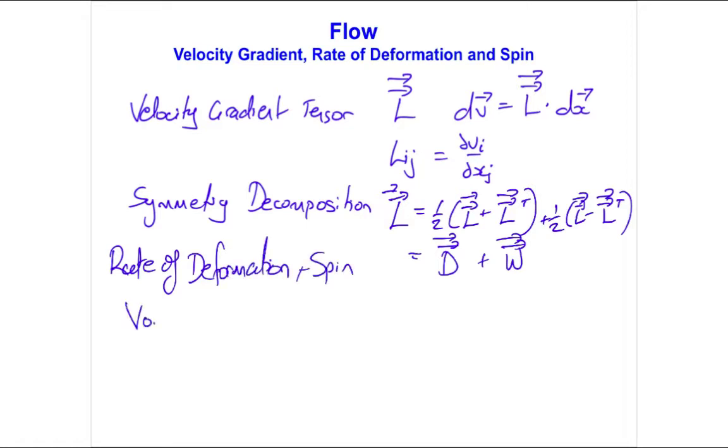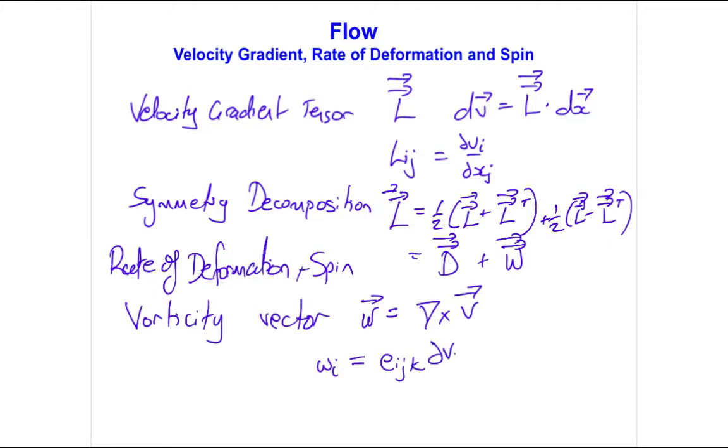We also introduced the vorticity, which is the curl of the velocity vector, and showed that the components of the vorticity are related to the velocity gradients by e_ijk ∂v_k/∂x_j, and that the components of the spin are given by 1/2 e_ijk w_i.